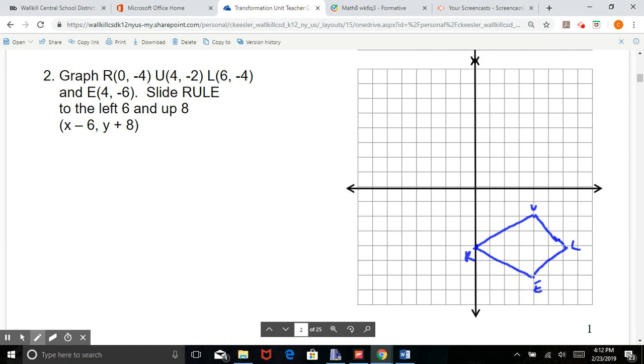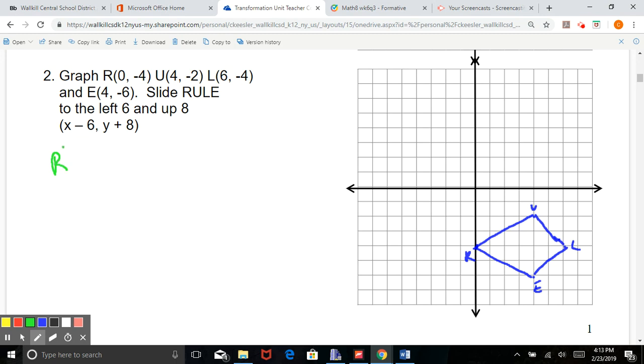So now we're going to go ahead and slide or translate. Remember, translate is the technical term for a shift of a coordinate, that type of transformation of a shape across a coordinate plane. So we're calling it a translation, even though in the directions it says to slide. So remember that technical term, translation. So slide RULE to the left 6 and up 8, which is the same as (x minus 6, y plus 8). So we're going to do the math first again.